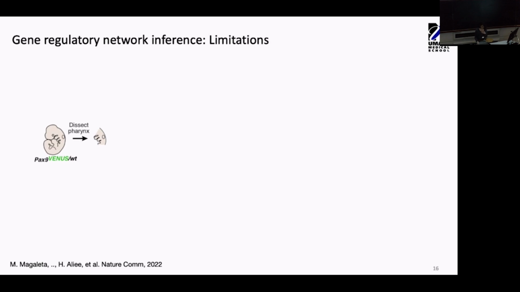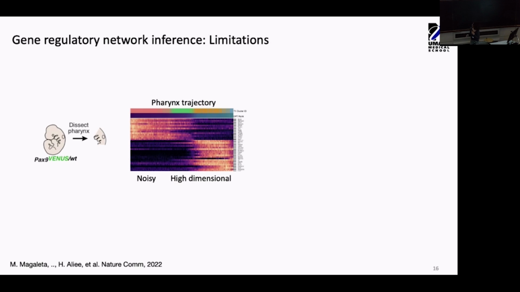So the data that was given to me was something like this, only for a very tiny small part of the data, which was for the pharynx trajectory. And I'm showing you here only very few genes, like 20 genes. So you can imagine how this would look if we had 20,000 genes. So this data is quite high dimensional. And already you can see the order of cells along the trajectory. The data is also noisy, so it's not super clean.